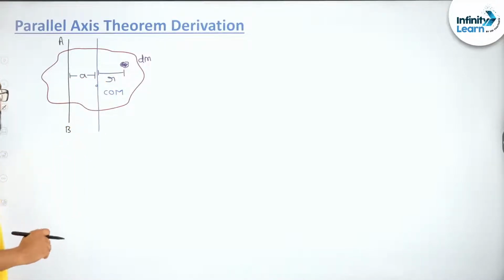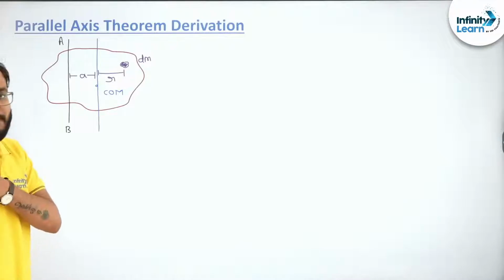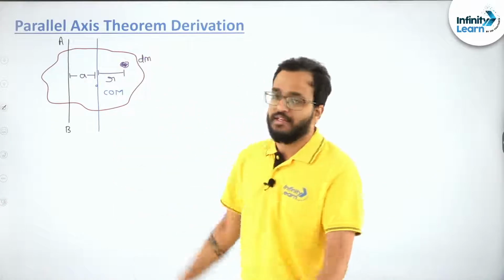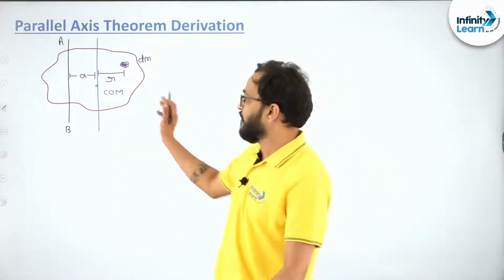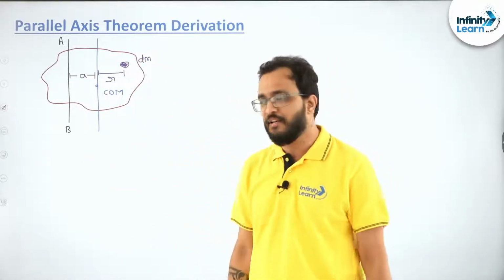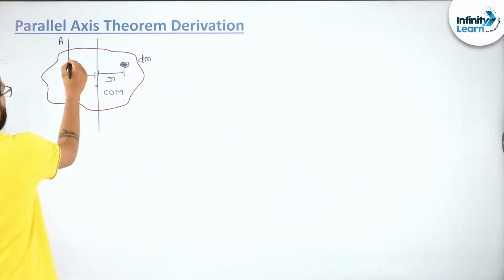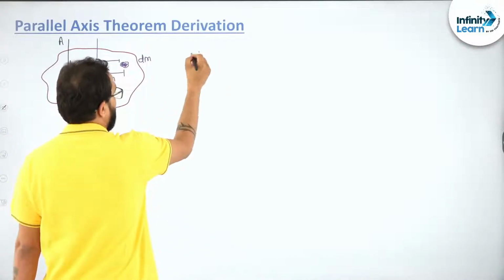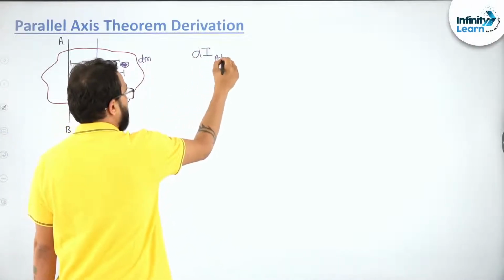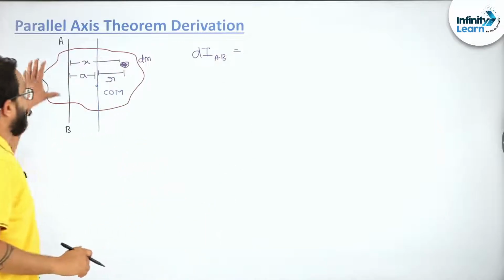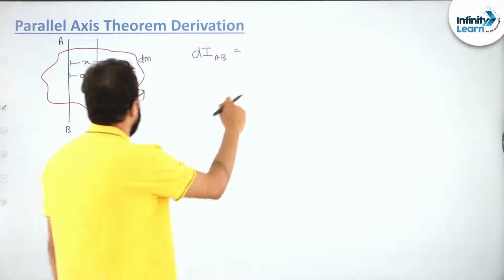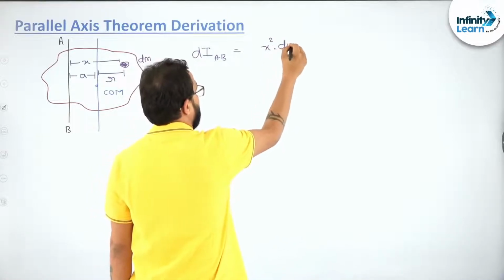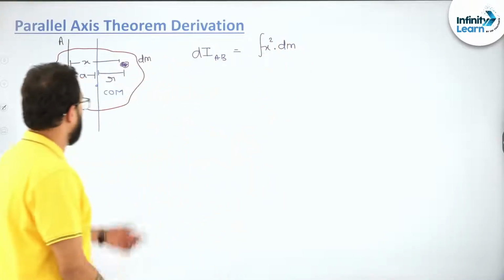And we already know that this distance is, let's say, a. A is the perpendicular distance between the axis about which we need to figure out the moment of inertia and the parallel axis passing through the center of mass. Now, let's say this whole distance is x. So, the small moment of inertia about AB, because we have taken a small element, will become x square dm, integration. I have just called this total distance x.